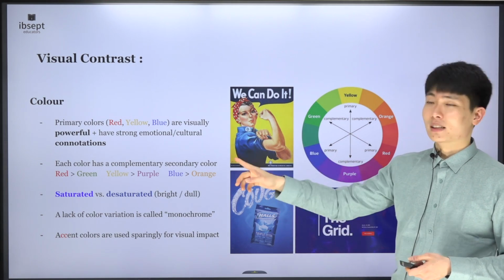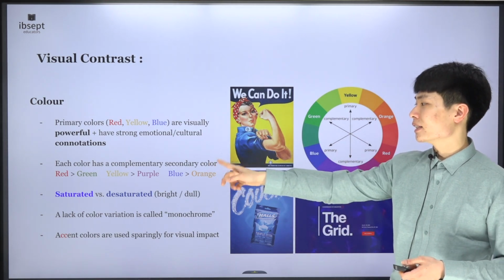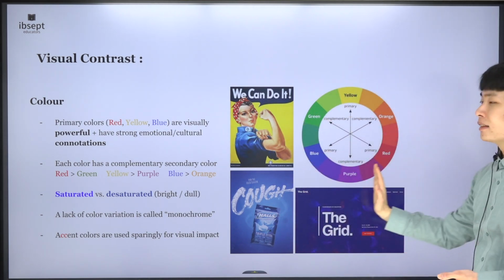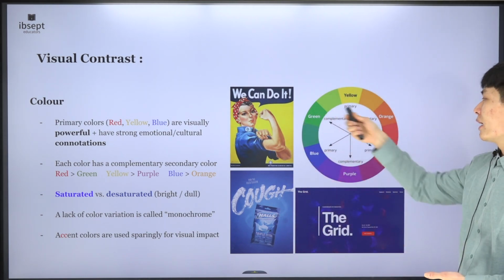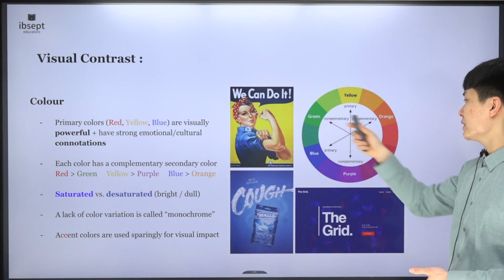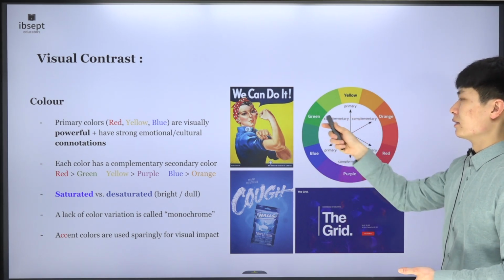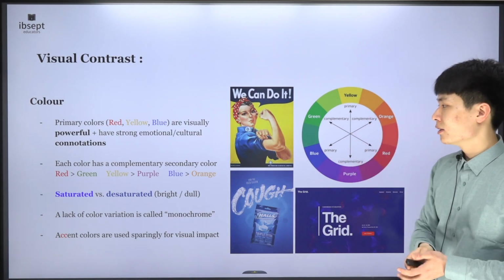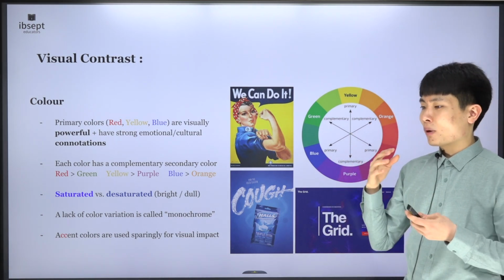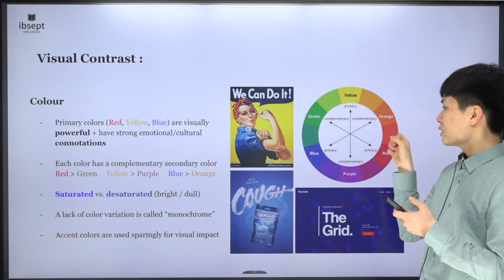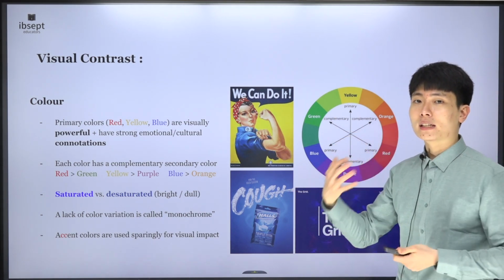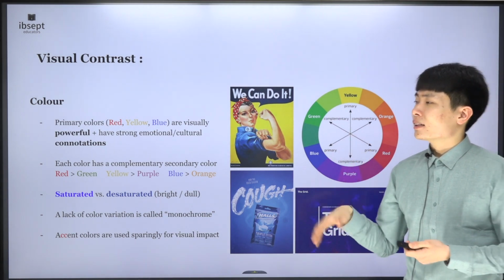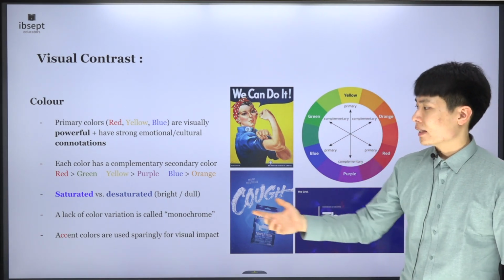And each color has a complementary second color. By complementary, what we mean is that in the color wheel, they occupy opposite sides. So green and red become complementary color pairs, orange and blue, purple and yellow. So what this means is that if you place these two colors close together, they create the strongest sense of visual contrast.